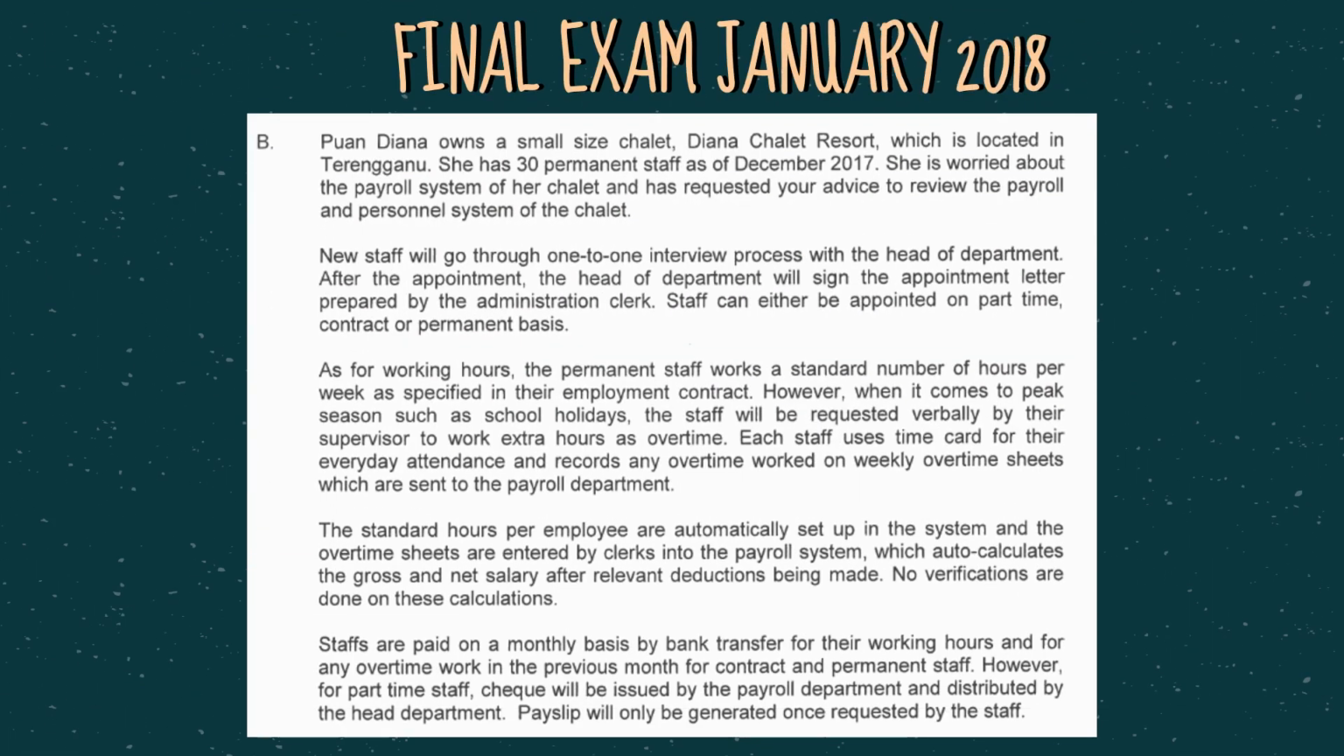Okay, now we are going through a final exam question. Chapter 7, Audit of Financial Statement Cycle will be located at question 5 in the final exam. As for payroll cycle, I am using January 2018 question 5B. Diana Chalet Resort owned by Puan Diana. If you went through the pattern of final exam, questions related to this chapter will ask you to identify the weakness of the internal control system, state the possible effect, and provide recommendation to the owner.